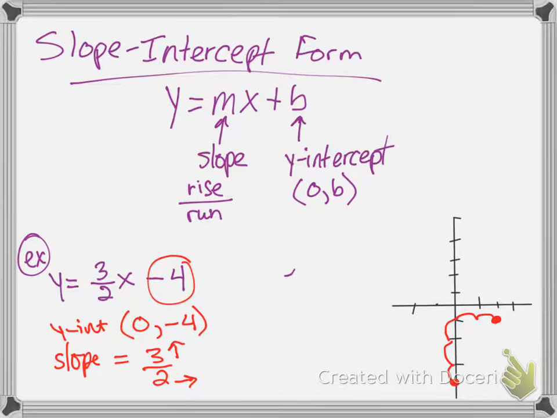From here, you can repeat the slope up 3 and over 2, or you can draw your line. Normally, we say at least 2. 3 to 4 is much better. The more points, the more accurate your line. So this is how we would graph the equation 3 over 2x minus 4. So just one more example real quick.